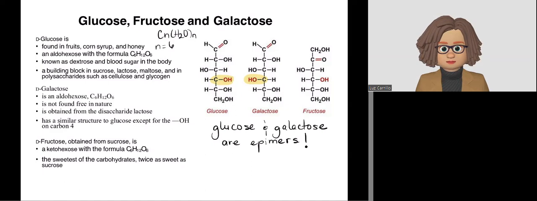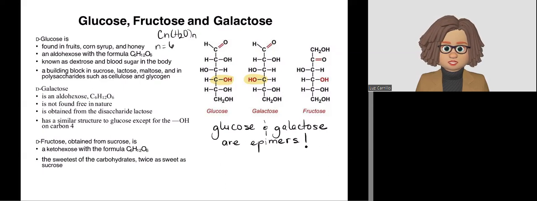Lastly, we have fructose. Fructose can actually be obtained from sucrose. Different from glucose and galactose, fructose is a ketose sugar. So it's a ketohexose. Similarly to them, it has 6 carbons. So that means that its general chemical formula is C6H12O6, but different from them, we see that there is a ketone motif. So we have a carbon chain, we have a carbonyl, we have another carbon chain. So that's why fructose is a ketose sugar.